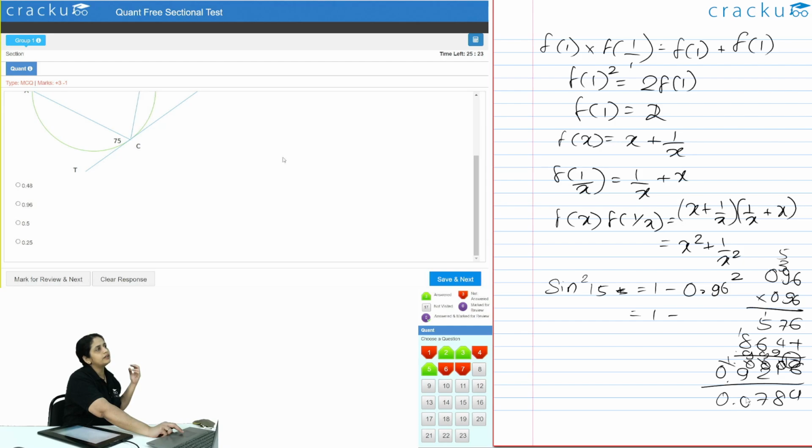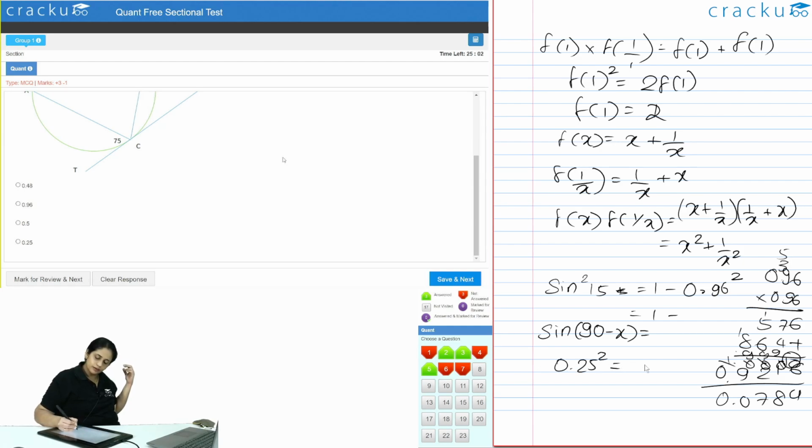Sine of 90 minus x is equal to cos of x. No. Sine 0.25 the whole square would be 0.0625, right? So around 0.5 the whole square would be 0.25, so this would not be more than 0.5. This would be around 0.25 because then it is close to the answer that we got, which is 0.0784. Mark that out.